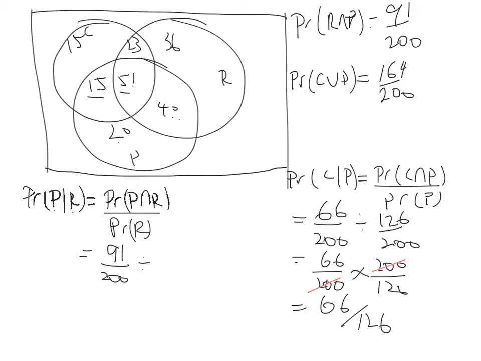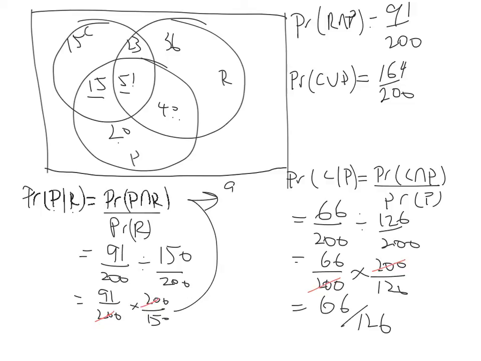divided by the probability that they like rock, and it tells us in the question that 150 of them like rock, so it's 150 over 200. Once again, it becomes a times, so it's 91 over 200 times 200 over 150. Our 200s cancel, so we end up with 91 over 150. So that's what we have as our probability there.